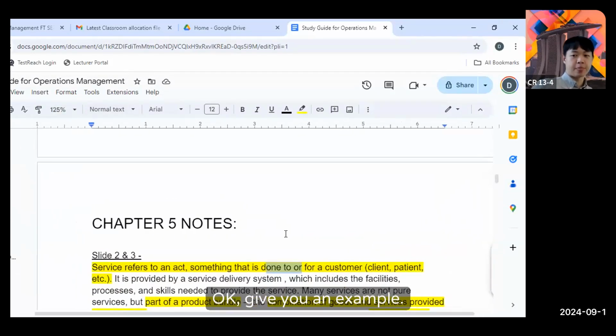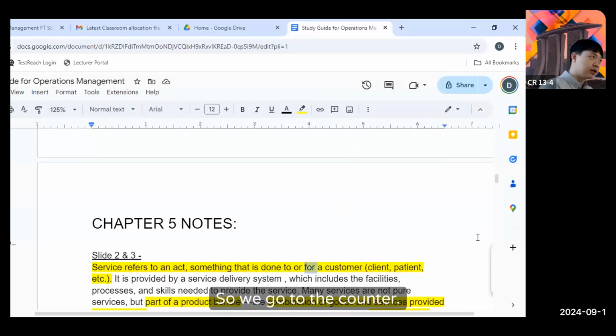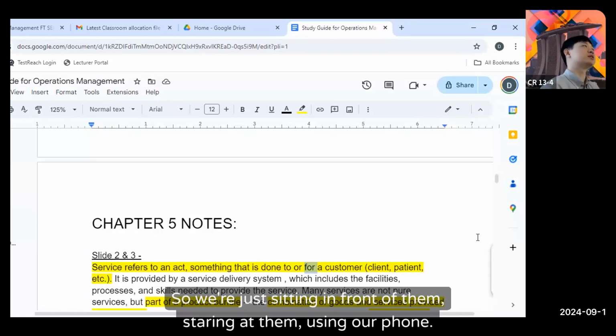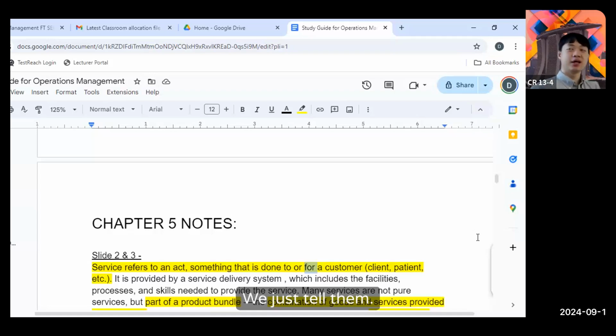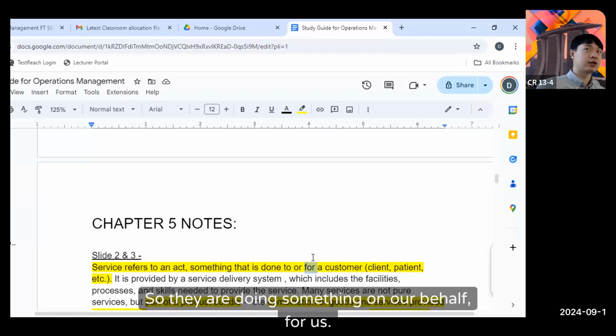Okay, give you an example. Let's say we go to the bank, and then we want to open a bank account. So we go to the counter, and say, hey, I want to open a bank account. I want to put some money inside. I want to get interest. So that person does everything for us. They have access to the system we don't have, right? So just sitting in front of them, using our phone, we don't have to do anything. We just tell them. So this would be considered as a service done for us, correct? So they are doing something on our behalf, for us.